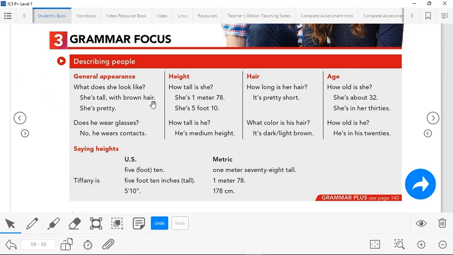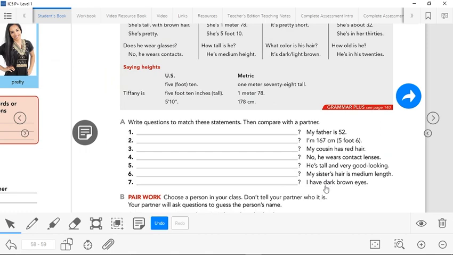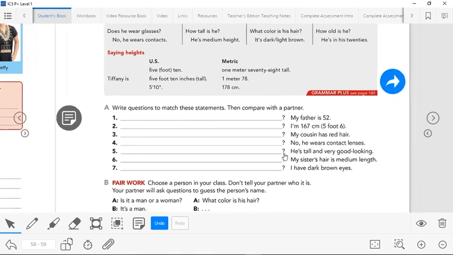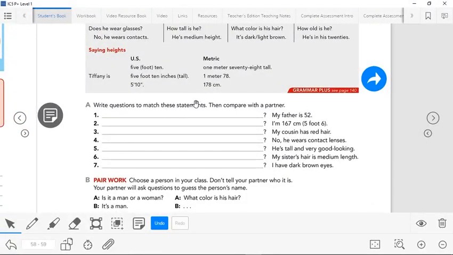She's tall, with brown hair, and she's pretty. That's it. And does he wear glasses? That is a specific question. Maybe you can say, does she wear earrings? Does he wear a belt? And you say yes, no, etc. Okay? Well, let's do a small exercise. You're going to write questions to match these statements.